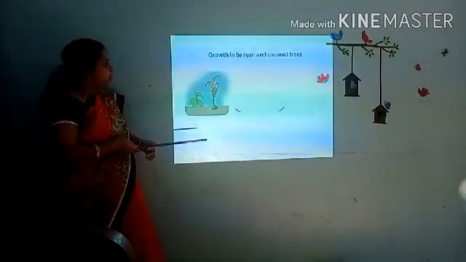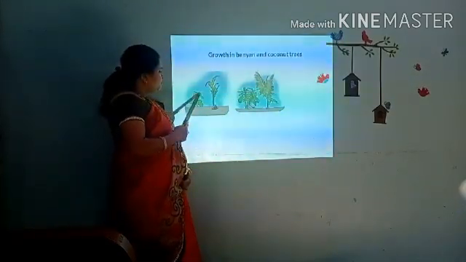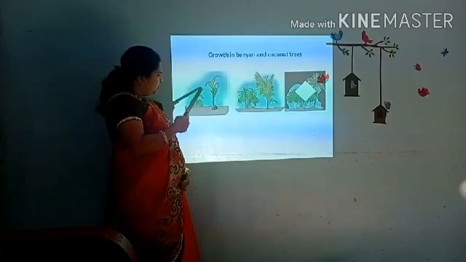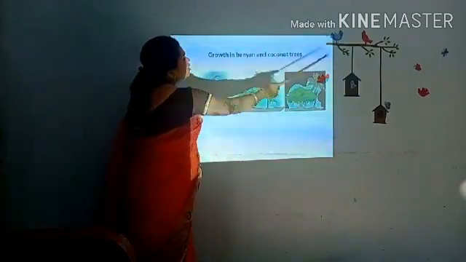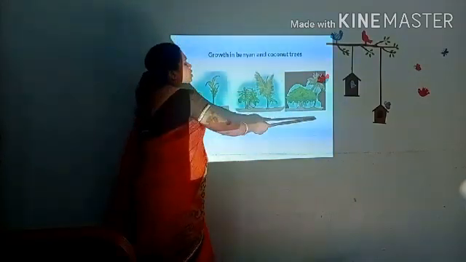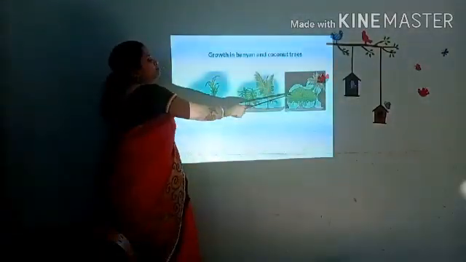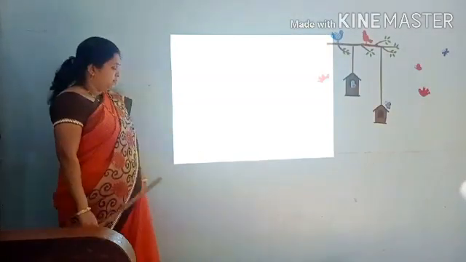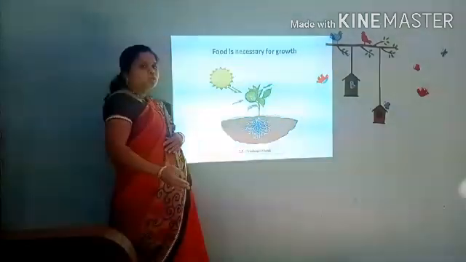So, see here, this is a banyan tree and a coconut tree. First, the sapling of the banyan tree and the coconut tree. Slowly it has started growing. So, finally it has grown up into a big tree. Like this, growth takes place in plants. Now, we will see what is necessary for growth.